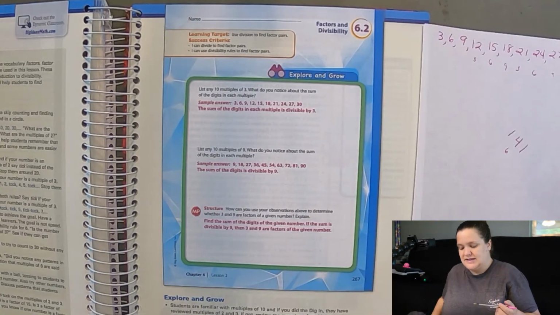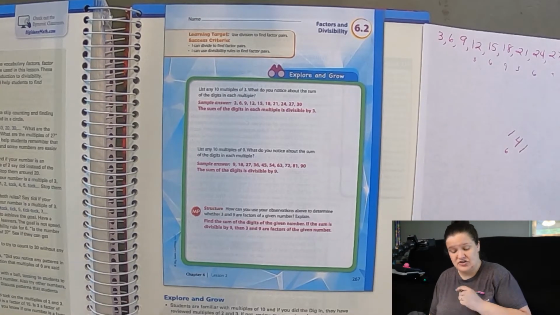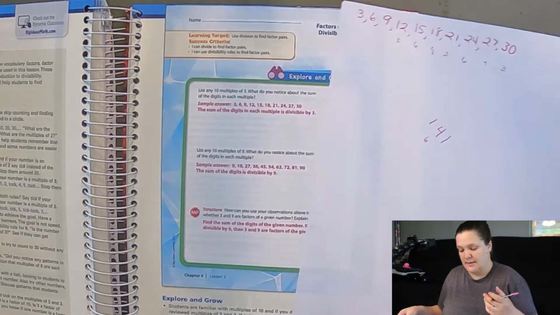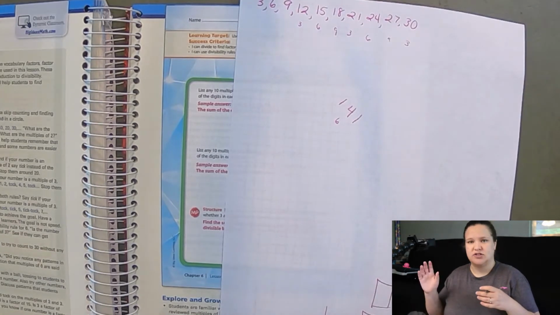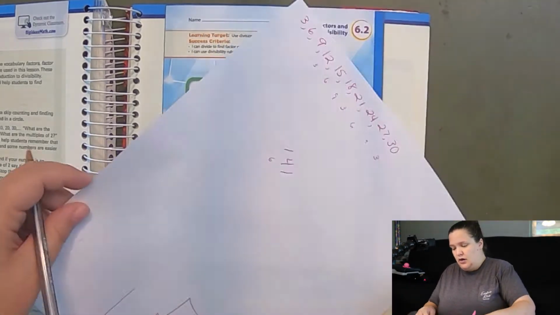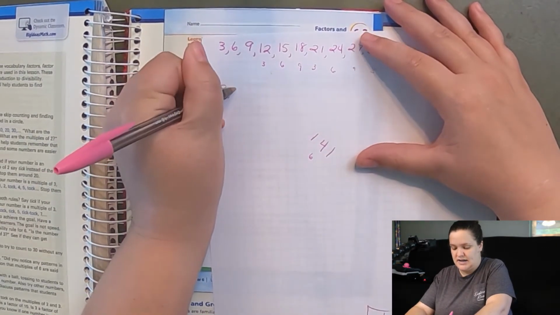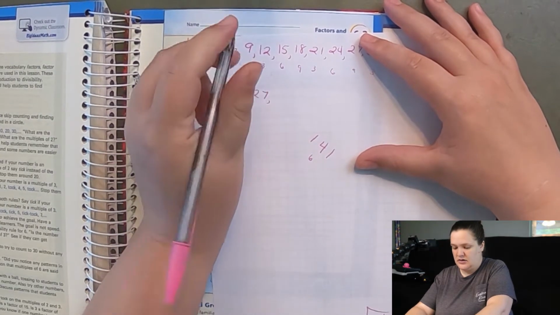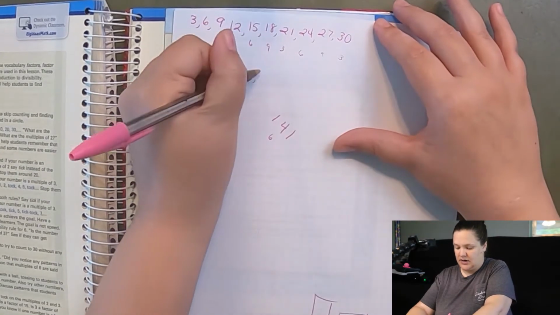Okay. List any 10 multiples of 9. What do you notice about the sum of the digits of those multiples? Okay, so we're finding the multiples of 9. So again, the easiest way to find multiples is to just start with 1, and it wants 10 of them, so go from 1 to 10. So 1 times 9 is 9. 2 times 9 is 18. 3 times 9 is 27. 4 times 9 is 36.